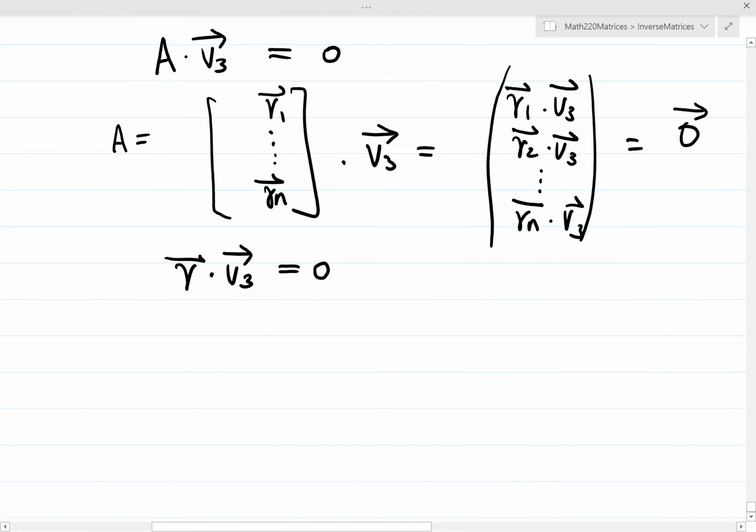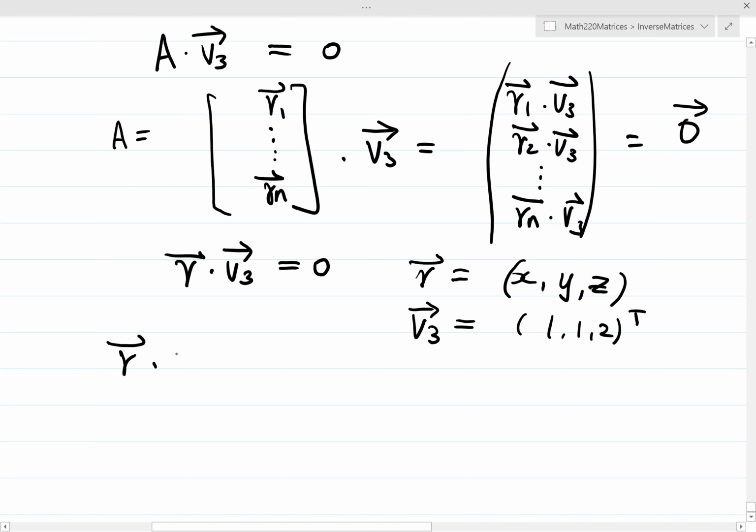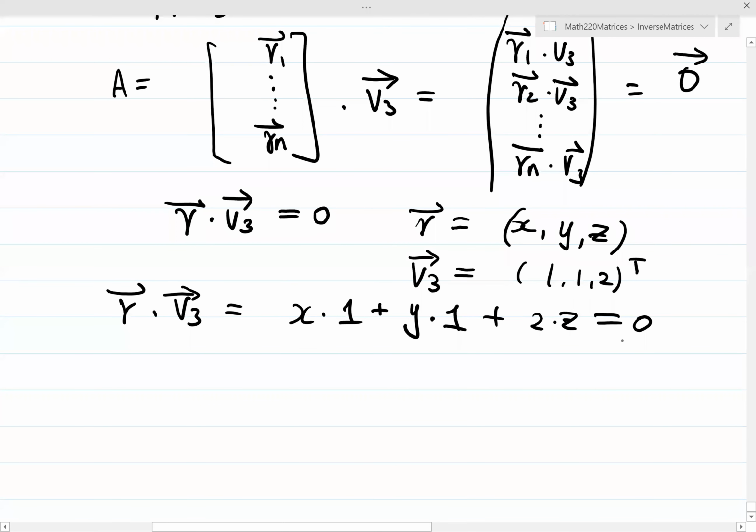Now, if we write R as X, Y, Z, remember V3 is given, which is 1, 1, 2 transpose. So R dot V3 will be X times 1 plus Y times 1 plus 2 times Z. This is 0. So we get this equation: X plus Y plus 2Z is 0.